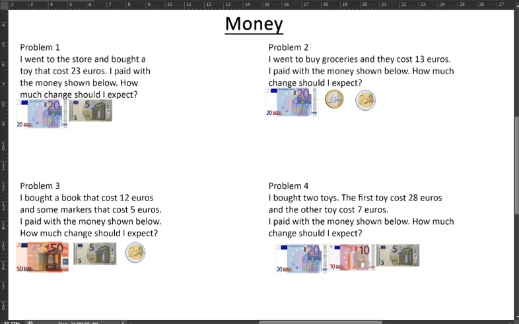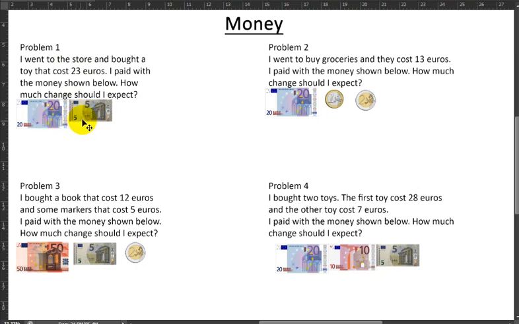Okay, if you're back, that means you solved these problems or tried to solve them, so let's see what you got correct. Let's start with problem one. Problem one says, I went to the store and bought a toy that cost 23 euros. I paid with the money shown below. How much change should I expect? So the toy cost 23 euros. But I gave how much? A 20 and a 5.